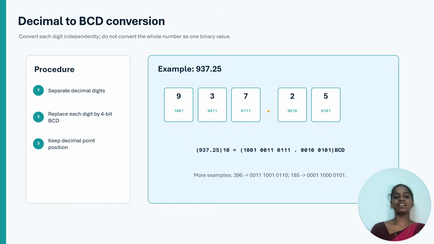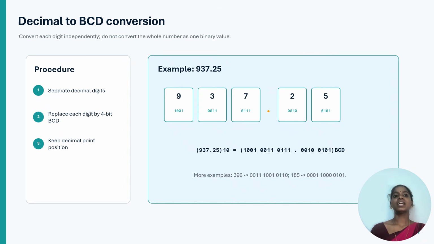Decimal to BCD conversion. Convert each digit independently. Do not convert whole numbers into binary values. The procedure is: first, separate the decimal number into individual digits, then replace every digit by its 4-bit 8421 BCD code. At last, retain the decimal point position when present.